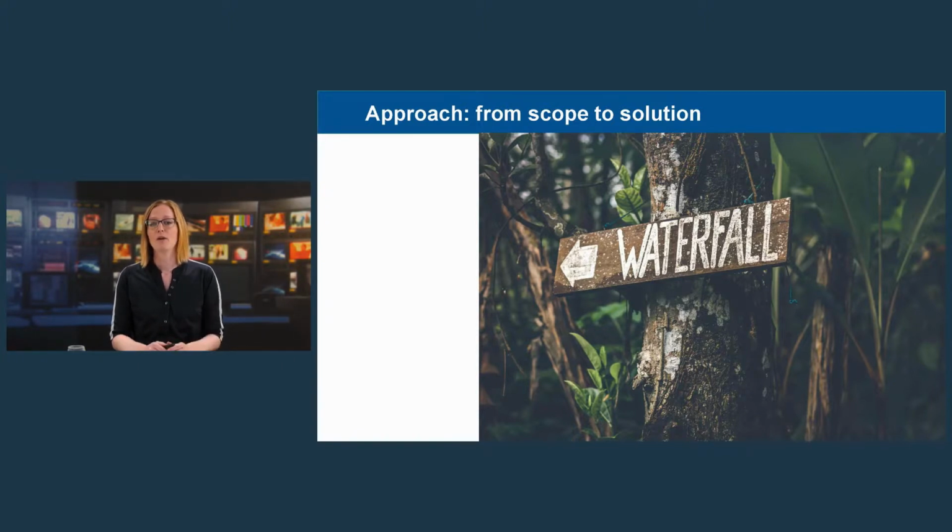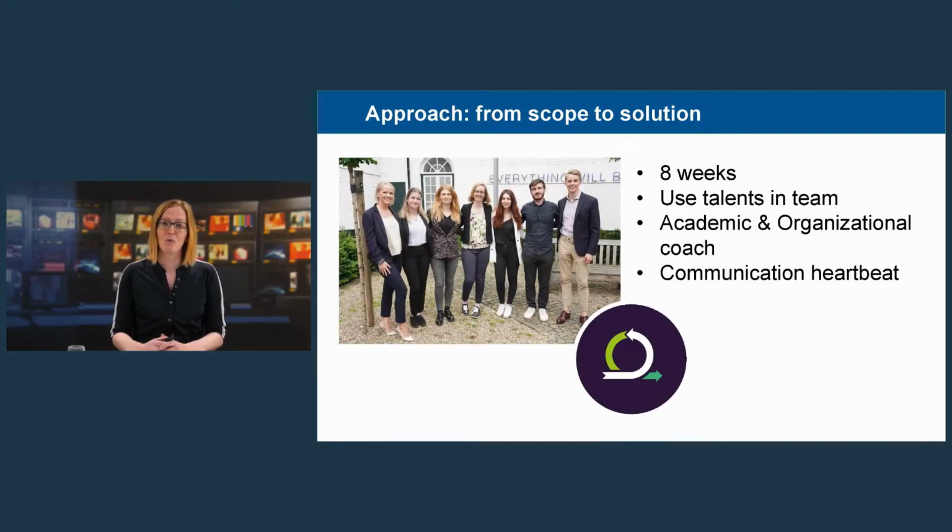They came up with a more agile approach on how to approach this project. So they had 8 weeks of time, which is quite short to get from a scope that broad to a feasible end solution. But they really used their talents in their team. So they used the talent of researching, they used the talent of interviewing, and used the talent of also visual design and marketing. So I was really impressed with that.